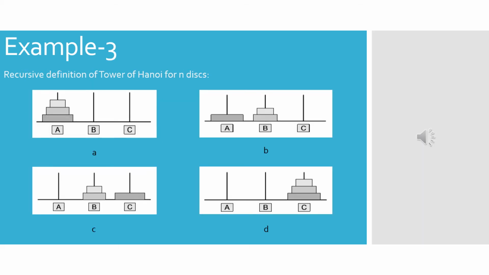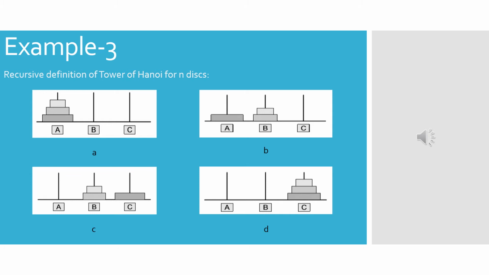Next example, that is example 3, is of Tower of Hanoi. It's like a game where you have to move the discs from tower A to C with the help of B. But there are two rules to be followed. Number one is you can move only one disk at a time, and you cannot place a bigger disk on a smaller disk. Now let us see this case.